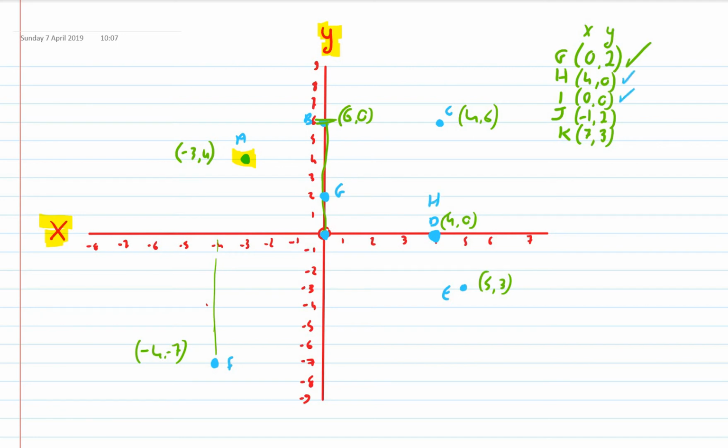I, 0, 0, that's right here, right in the middle, the origin it's called. J, -1, 2, so go to -1, which is here, down to 2. There's J. And K then is 7, 3, so go to 7, which is here, and then up to 3, so here, and that's K. Okay, that's it guys.